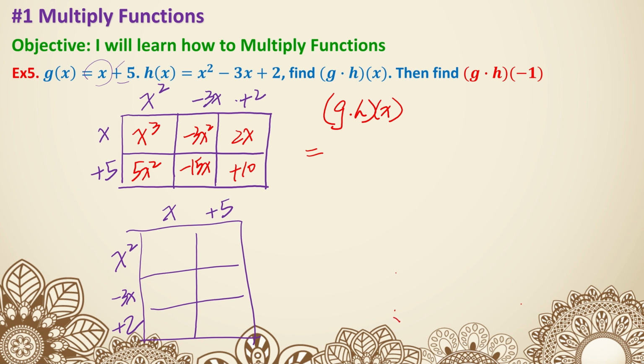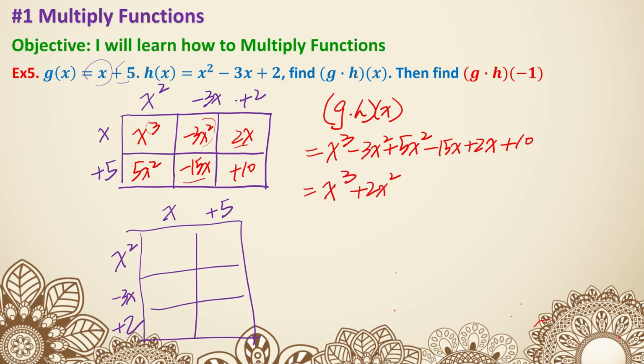So I look for the highest exponent first, so x cubed, and then negative 3x squared and 5x squared. Next one is negative 15x and 2x. So minus 15x plus 2x, and eventually a plus 10. So you see, when I write them into the answer, it's already in order. And then I just need to simplify them, combine like terms. Then it's already going to be in standard form. So x cubed plus 2x squared minus 13x plus 10.